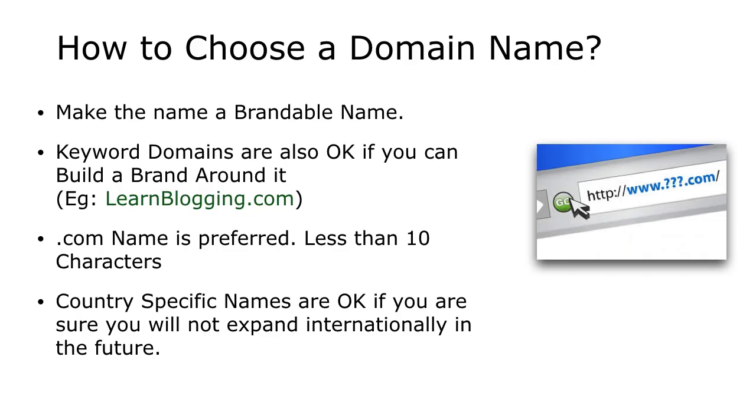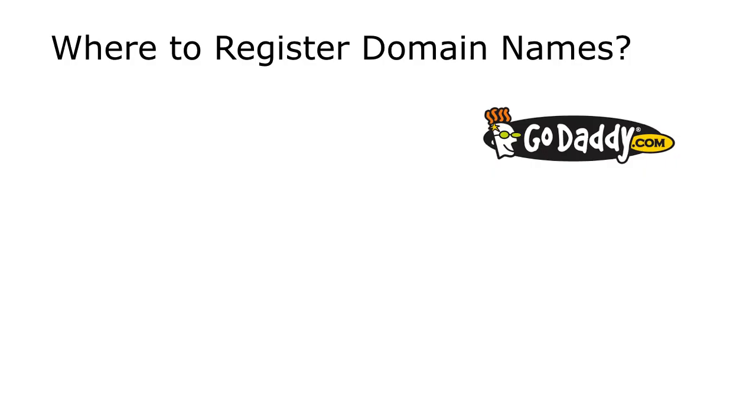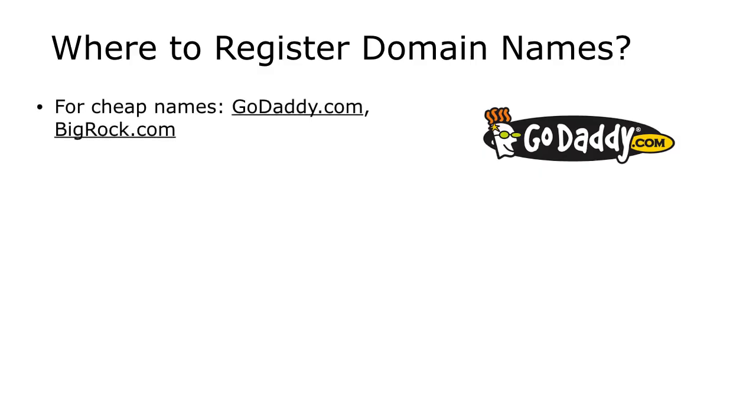So once you have chosen the name, once you have found an available name, you have to go ahead and register it. So let us see where you can register the names. Initially, if you are just running an experimental project, and if you want to register a cheap domain name, for example for $2 or for 100 rupees, you can register it at godaddy.com or bigrock.com. Both these websites give domain names very cheap, but only for the first year.